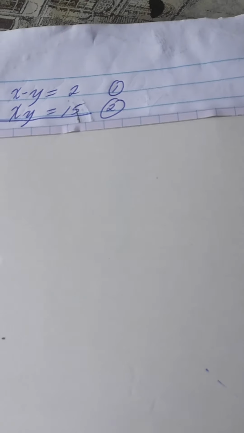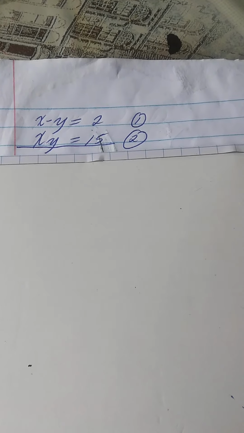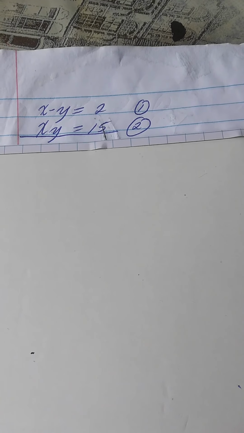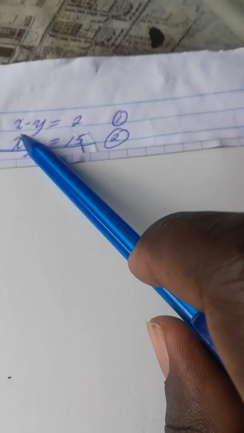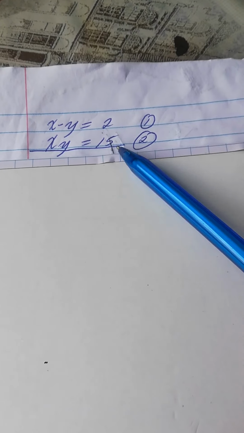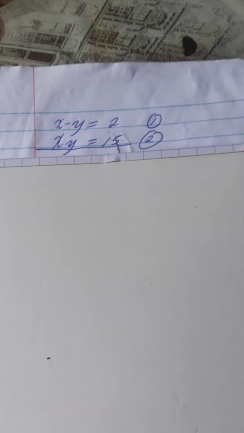We're back in this series. Today we're looking at linear quadratic simultaneous equations. Now what it is, is basically a pair of equations where one is a straight line and one is a curve. Alright, so for this one, the elimination method is not going to work.